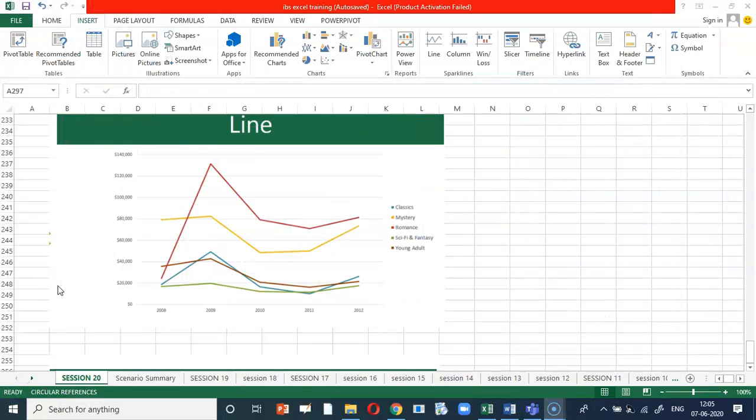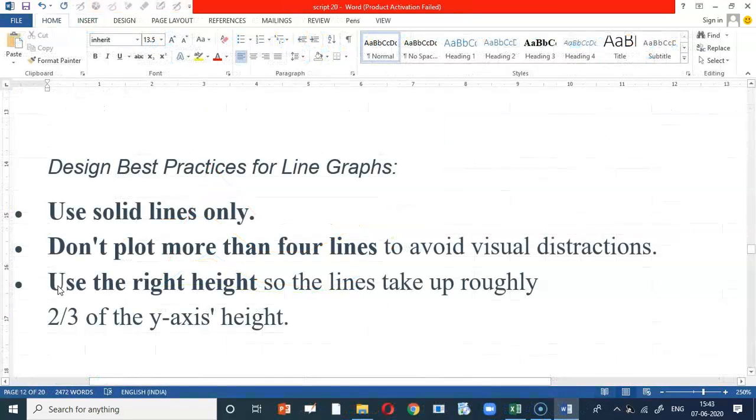We shall now discuss the line graph. Consider the line graph as given here. A line graph reveals trends of progress over time and can be used to show many different categories of data. You should use it when your chart has a continuous data set. The best design practice will be: use solid lines only. Don't plot more than 4 to 5 lines to avoid visual distraction. Use the right height so the lines take up roughly 2/3 of the y-axis height.